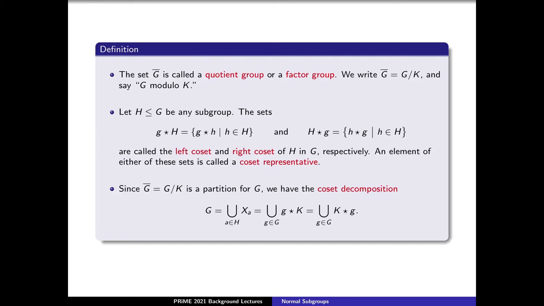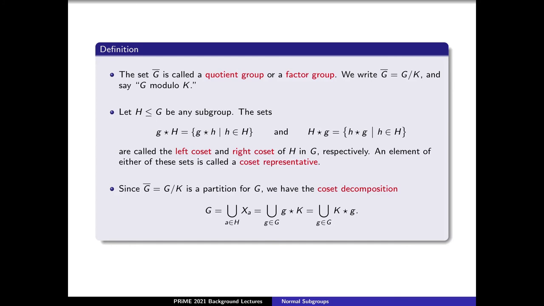Now, if we have that H is a subgroup of G, then we have, as I mentioned, the notation that was introduced in g star K equals K star g. So g star H is the set of g star h, where now all the h's are elements in H, and H star g is h star g, with h ranging in H. And so we call this here a left coset of H in G, and we call this one here a right coset of H in G. And so an element of either of these sets is called a coset representative.